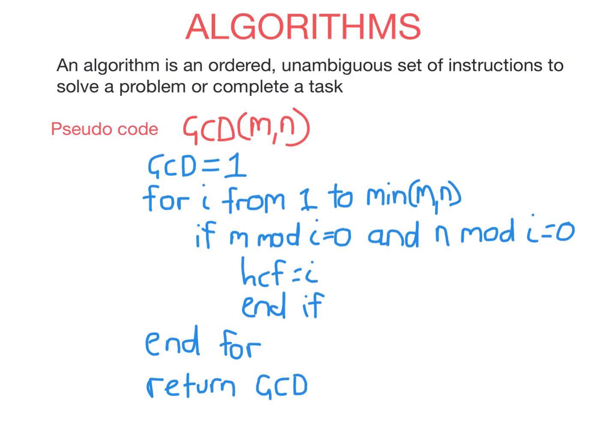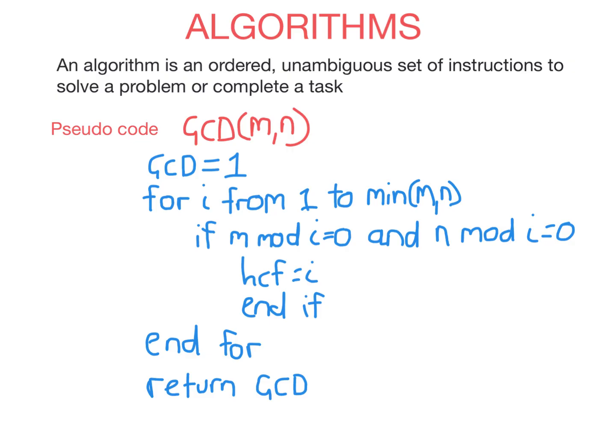So algorithms are basically just lists of instructions that we perform in order to solve a problem or perhaps calculate something. One such example is this algorithm here for calculating the greatest common divisor or highest common factor of two natural numbers m and n.